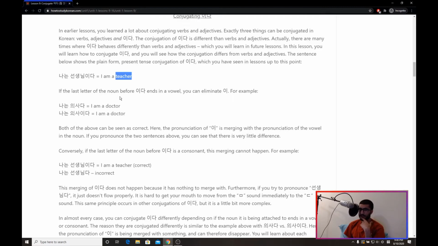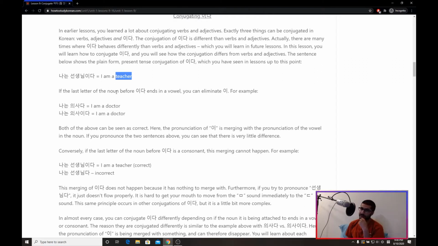Now, if the last letter of the noun before ida, is it still close to my face? Can you guys see my face? I think you should. I'll just move it a little bit so you can see my face. I hope I didn't mess up the volume. I think it should be fine. Let me check. Yeah, it looks fine.